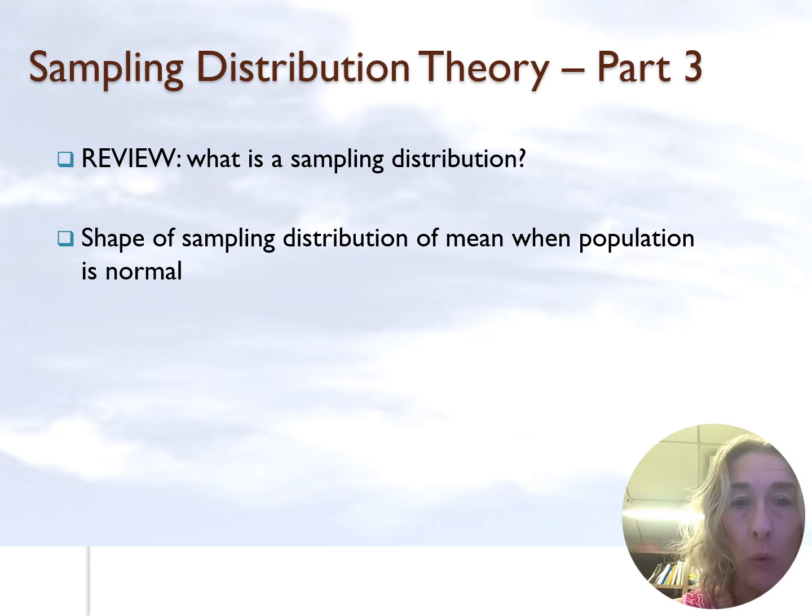In this video, we are going to discuss the following topics. We're first going to do a review of the definition of a sampling distribution. And then we're going to talk about the shape of the sampling distribution of the mean when the underlying parent population is normal, and why this is the case.